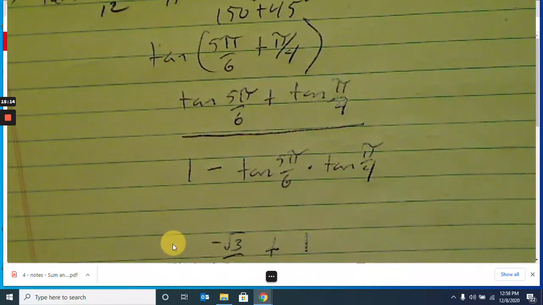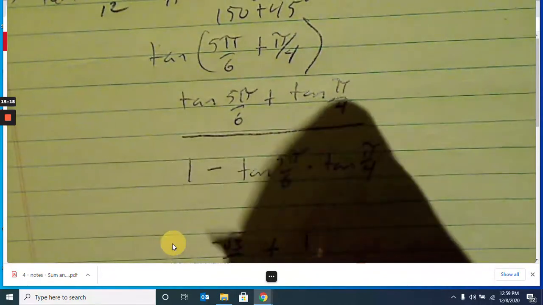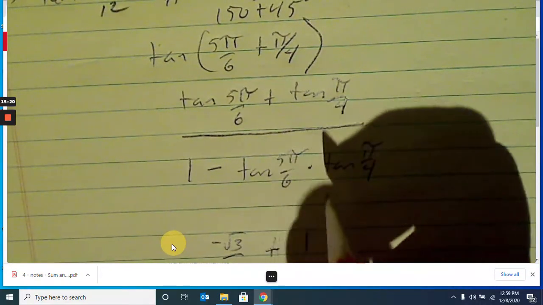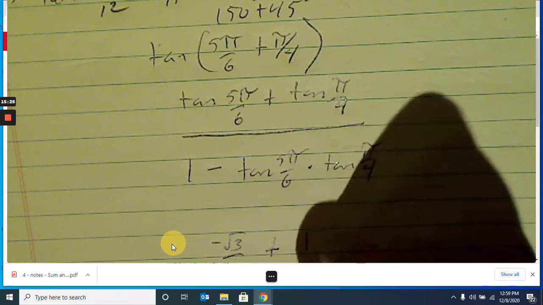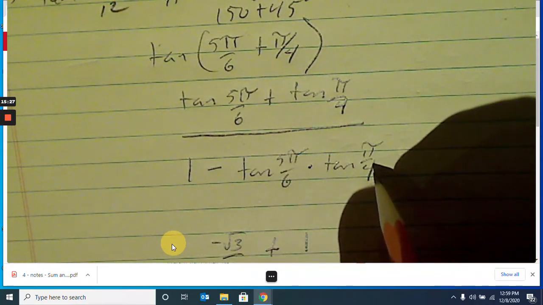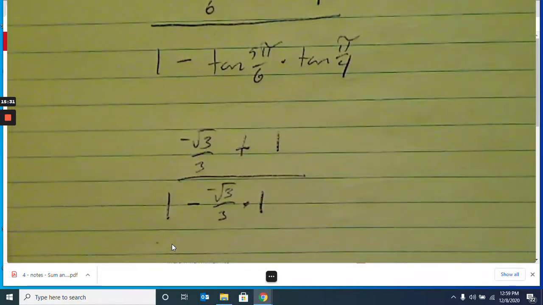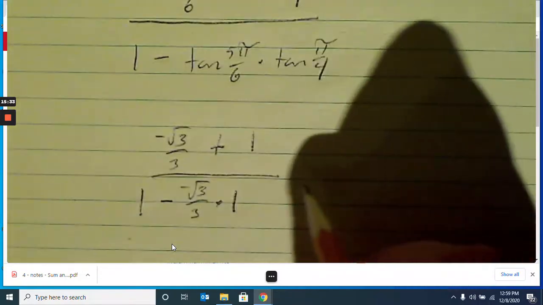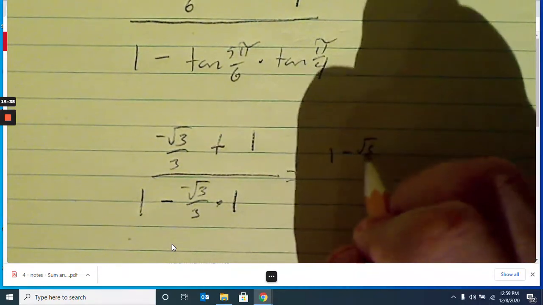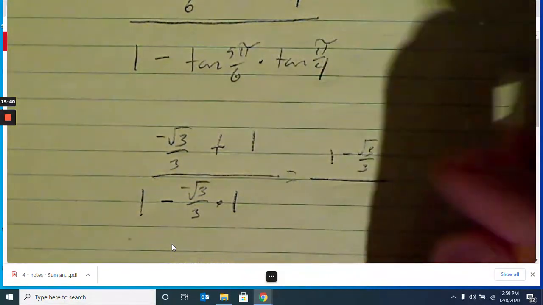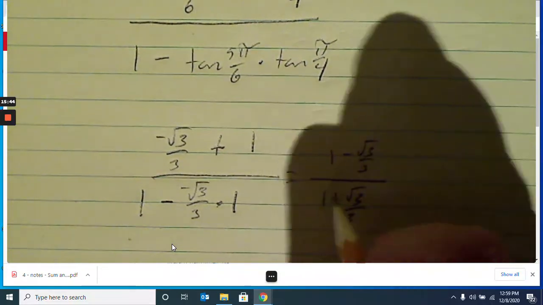all over 1 minus tangent of 5 pi over 6, again negative root 3 over 3, times the tangent of pi over 4, which is 1. Okay? And then I do a little bit of math, and this becomes 1 minus root 3 over 3 all over 1 plus root 3 over 3.